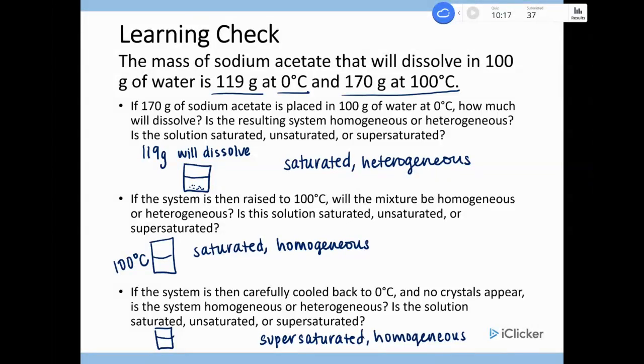Yes. So as soon as a crystal starts forming, or that 51 grams crashes out of solution, it would be heterogeneous and it would just be saturated because it would just have 119 grams. But you're right, if one solid particle was present, it'd be heterogeneous. Yeah, good questions.